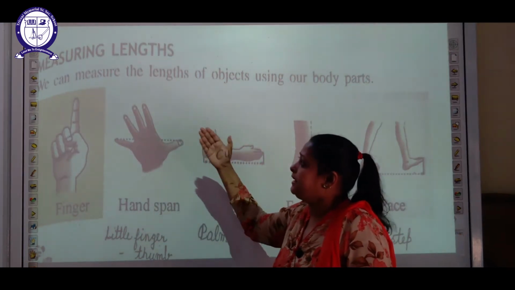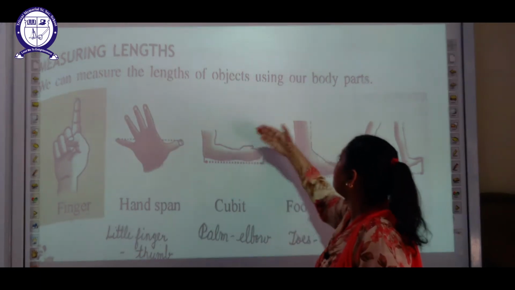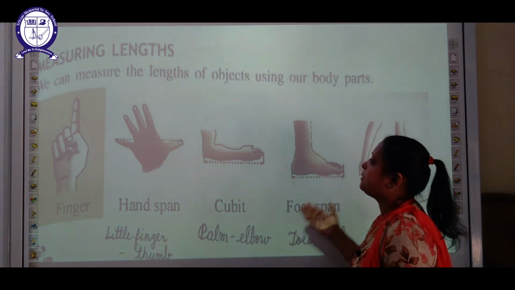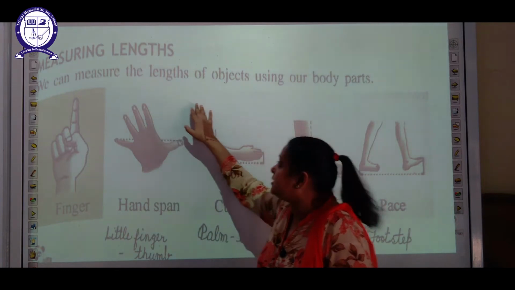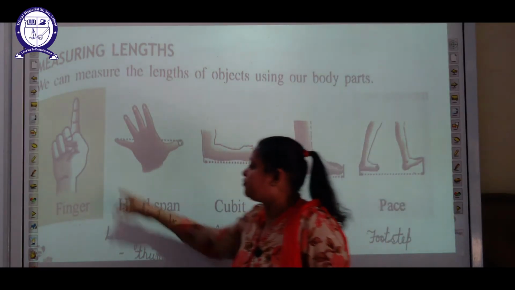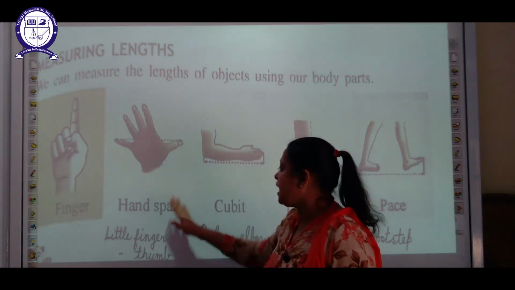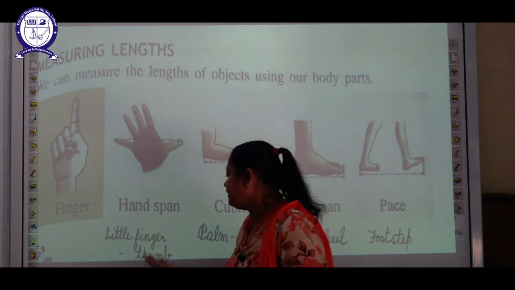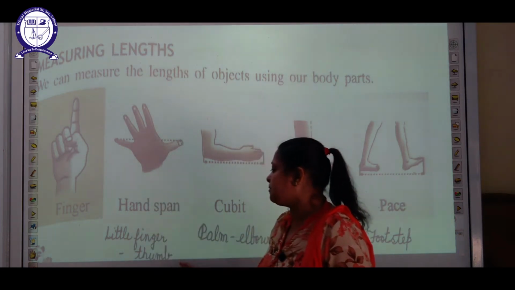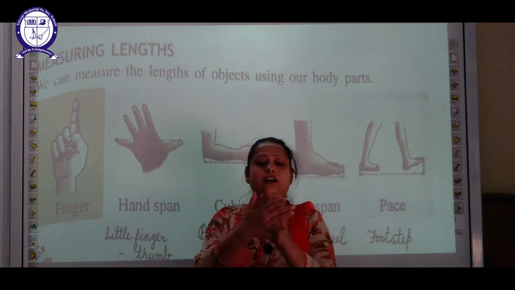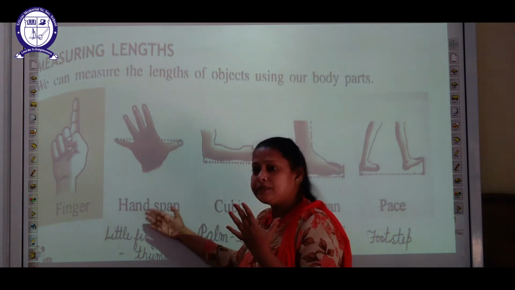Students, measuring lengths. We can measure the lengths of objects using our body parts. By using our body parts, we can measure the lengths of objects. For example, we can use our finger. Next is hand span. Students, from little finger to thumb, we can use our hands to measure. Little finger to thumb is a hand span.